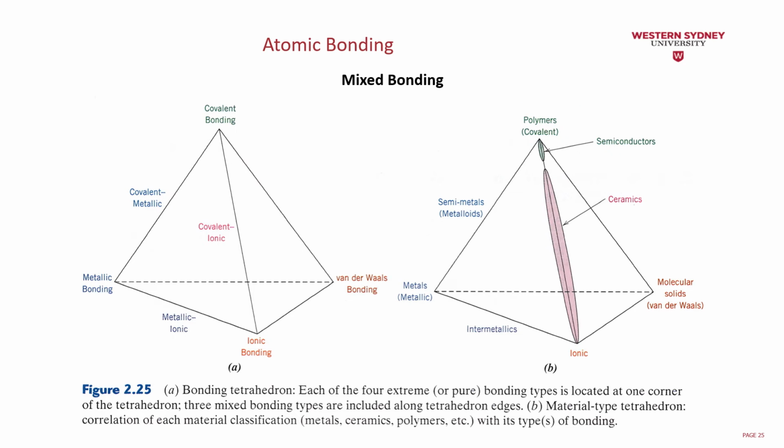Sometimes we may have mixed bonding. You can see in this diagram, diagram A shows the bonding tetrahedron, where each of the four extreme or pure bonding types is located at one corner of the tetrahedron. The three mixed bonding types are included along the tetrahedron edges. In diagram B, the material type tetrahedron, we have a correlation of each material classification, like the metals, the ceramics, the polymers, and so on, with its types of bonding.